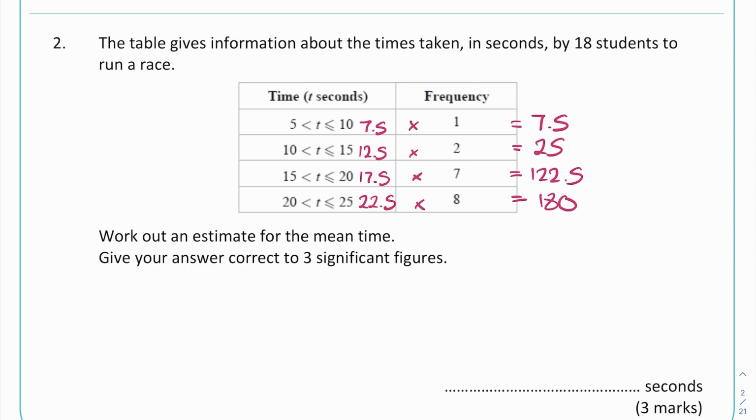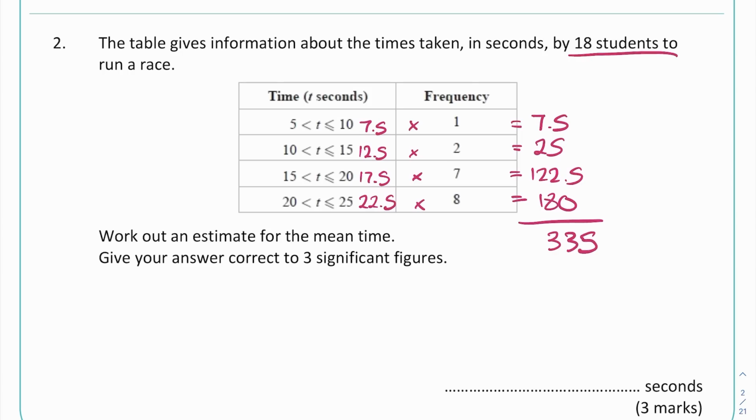Now that's the estimated total for each of those rows. So if we add them all up, we'll have the estimated total for everybody. So plus 25 plus 122.5 plus 180. Double check you've typed those into the calculator correctly, and that adds up to 335. So that's the total for everybody, and 335.